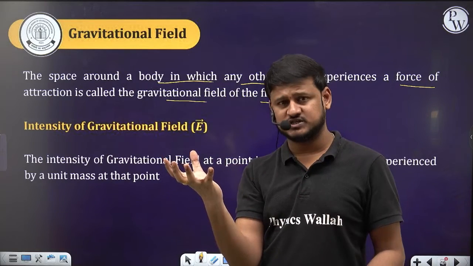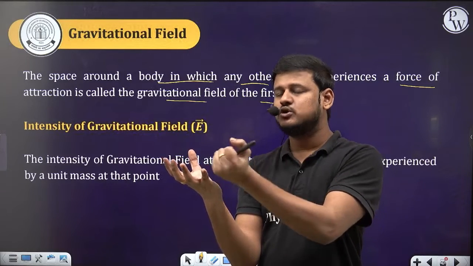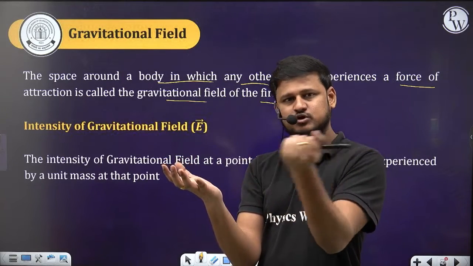This is the first object, let's suppose. Now you have placed some other object here. Now it is able to attract this one. This object is able to attract this one.